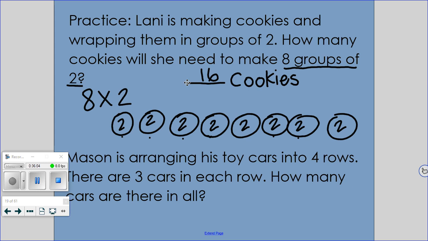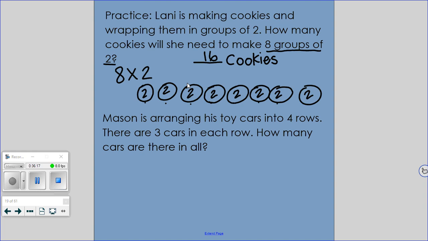Any questions about that? Are we okay with that? Yeah. Nick, you got a question? Oh. That was quick. It goes by a lot faster when we know what we're doing, huh? All right, let's try one more together, and then I'm going to put you in partners.